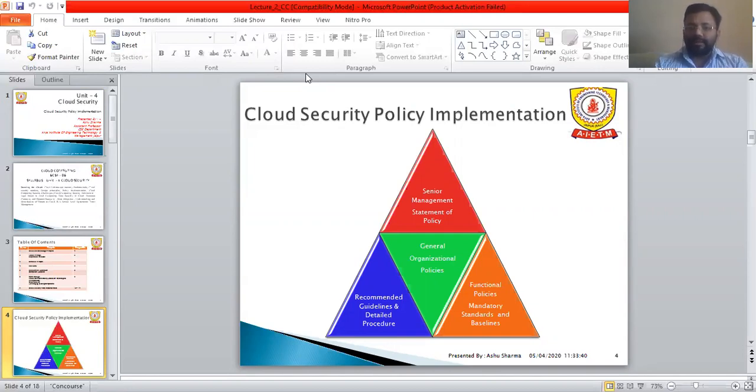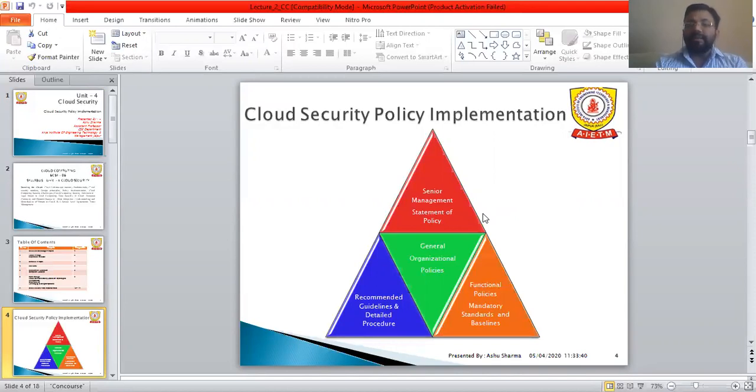So the very first that comes is the senior management statement of policy. As its name suggests, the senior management statement of policy is based on one model, CIA. C stands for confidentiality, I stands for integrity, and A stands for availability. Confidentiality means to hide the sensitive information. So we don't want to violate this rule.